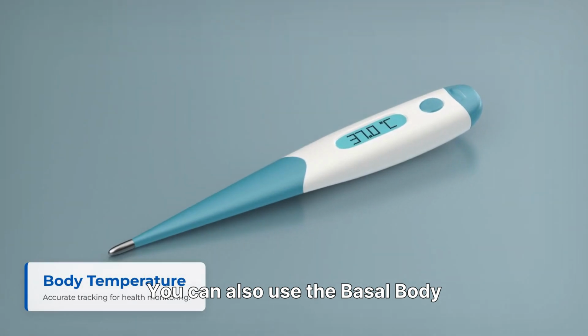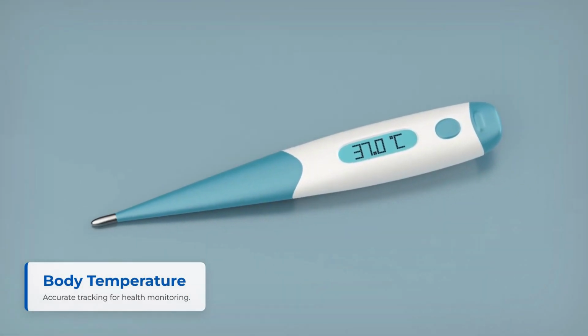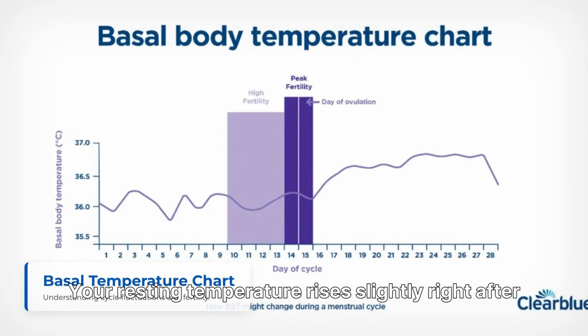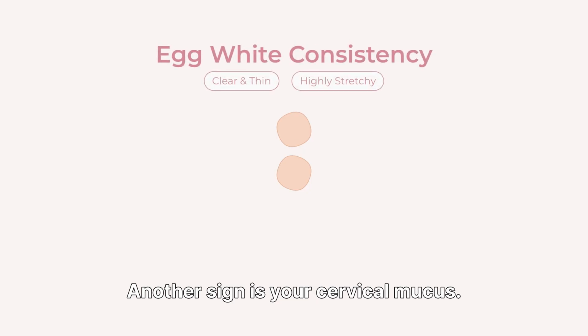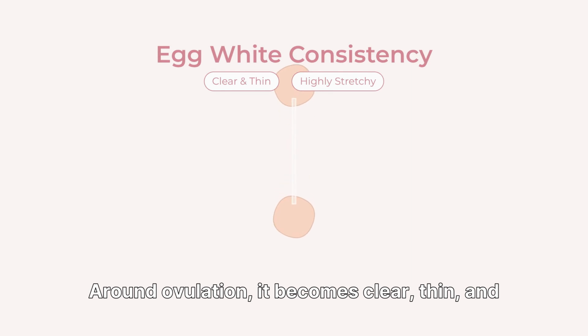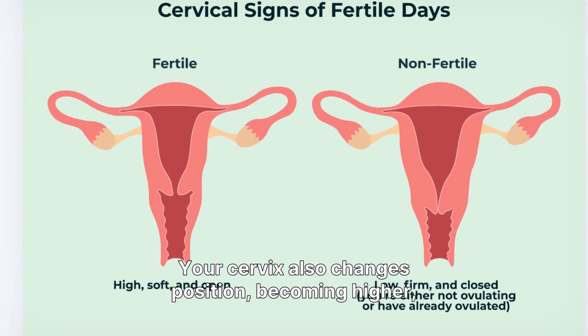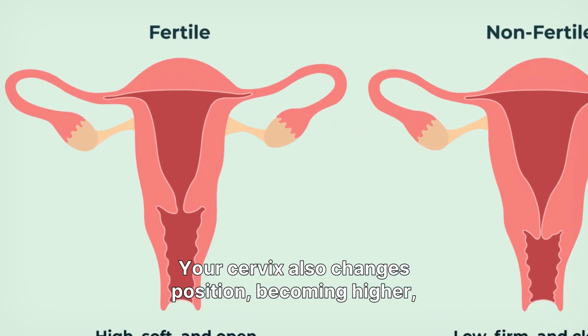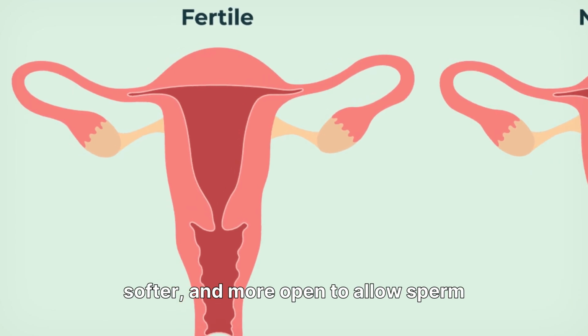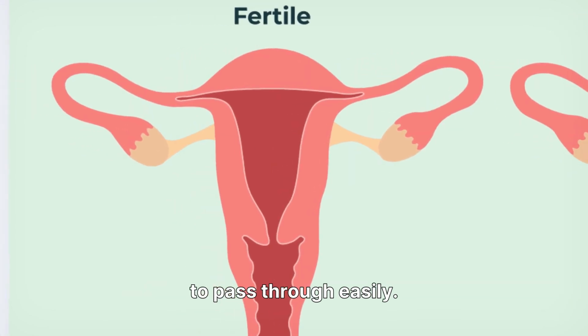You can also use the basal body temperature method. Your resting temperature rises slightly right after you ovulate. Another sign is your cervical mucus. Around ovulation, it becomes clear, thin, and very stretchy, like a raw egg white. Your cervix also changes position, becoming higher, softer, and more open to allow sperm to pass through easily.